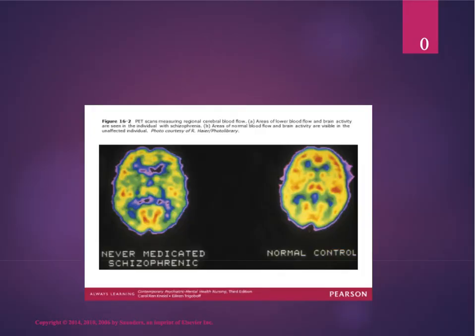This slide is interesting because they show a patient who has schizophrenia who is never medicated, and you're looking at the blood flow on the PET scan. On the other is a normal brain and flow with brain activity, and so you see the unaffected areas. It's really interesting to look at the two brains. Look at all the green matter.